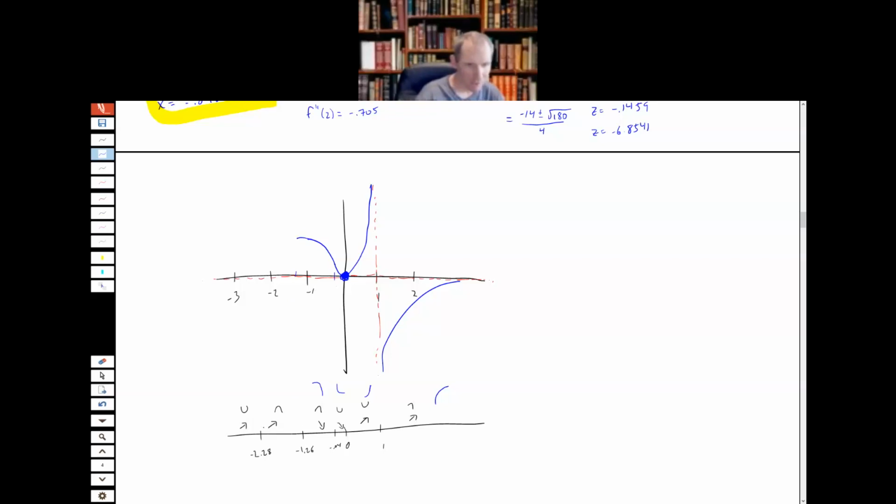Between negative 1.26 and negative 2.28, it's increasing and concave down. So I want the increasing side of concave down. Okay. And then from this point to the left, it's increasing and concave up. So I want a shape like this. I need to join in with this spot, and I need to make sure I'm approaching my horizontal asymptote. So we get a graph that looks kind of like this. All right, that one was complicated. Any questions on that one?